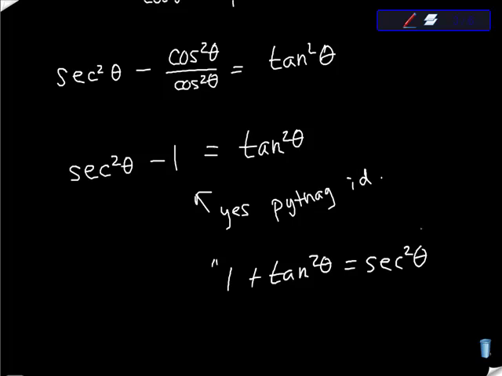So this is the identity that they gave us. This is a given quantity. This is a given proof right here. So we can see that just by a little bit of algebraic manipulation, we can turn it into that, and therefore we have proven this through a Pythagorean ID.